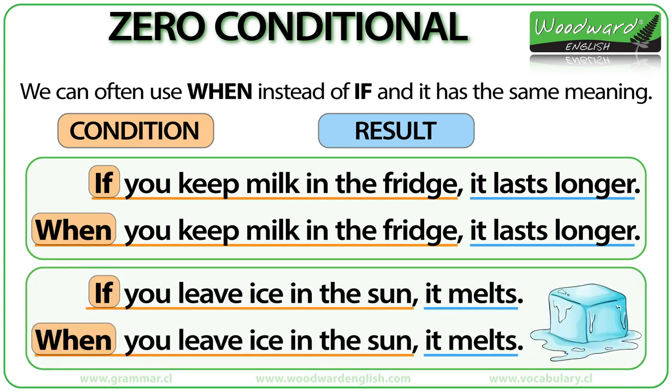Another example. If you leave ice in the sun, it melts. We can replace if with when, and it becomes, when you leave ice in the sun, it melts. There is no difference in meaning when you change if for when in zero conditional sentences.